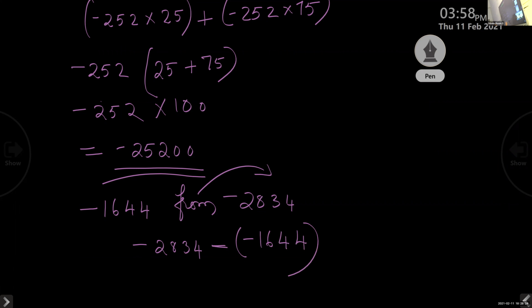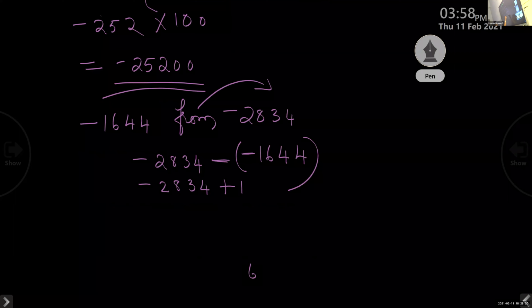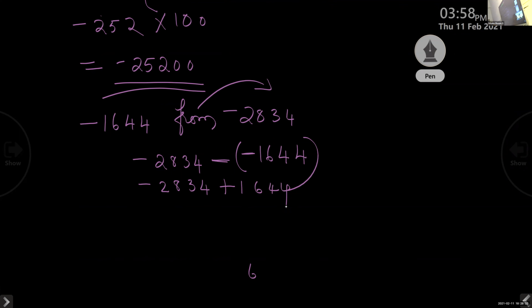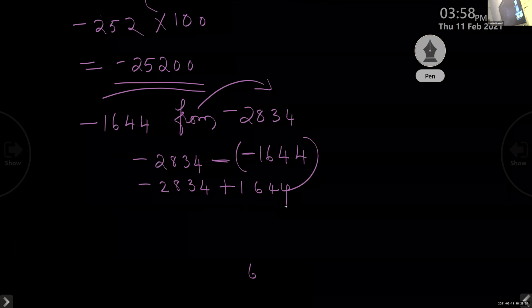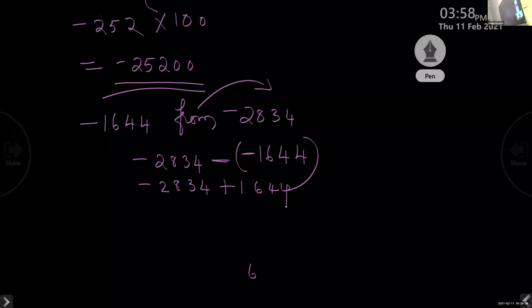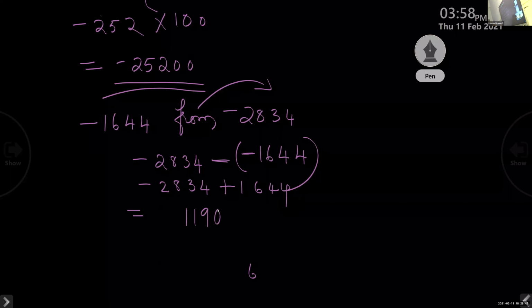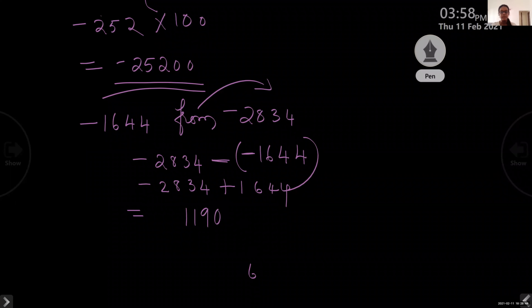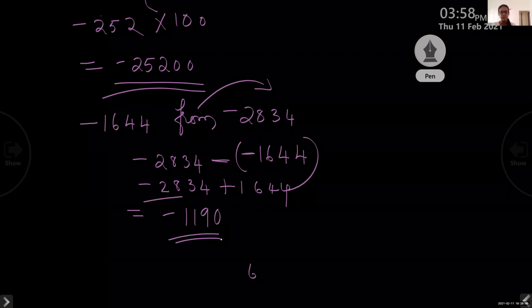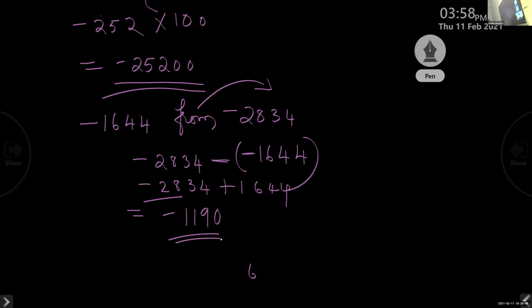In the middle you see negative and negative. So plus, isn't it? 2834 plus 1644. So what is the answer? Find the difference and put the sign of the greater number. Subtracting, you will get the answer as 1190. Which is the greater number? This one. So the answer will be negative.